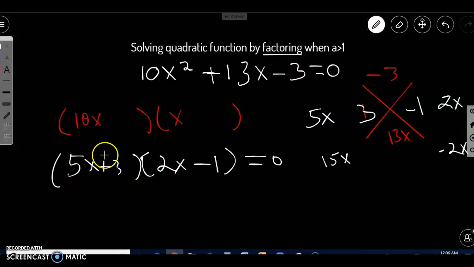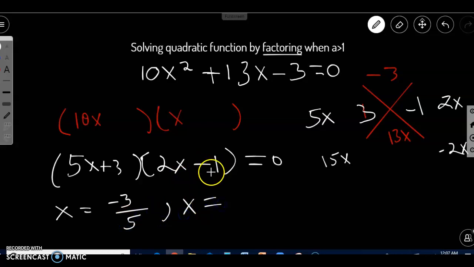And then if we want the solution, the x-intercepts or the roots or the zeros, it is just the flips of this. So x equals, the flip of this is -3, the flip of this is over 5. That gives us one solution here. The flip of this, which is the opposite of this, gives us +1. The opposite of multiplication is division, so divided by 2. And these are the solutions of this quadratic function.